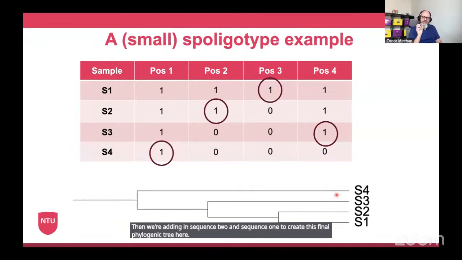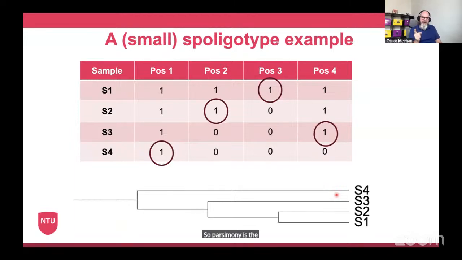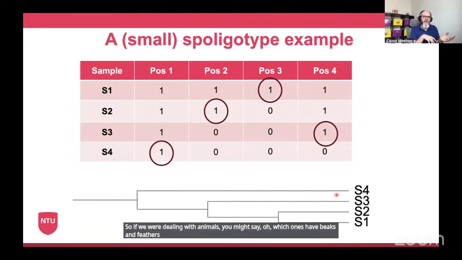So parsimony is the simplest way. It has one answer at the end. It is just what has everything in common with each other. If we were doing it with animals, you might say, which ones have beaks and feathers, and which ones have four legs, which have two. We would take all these characteristics and we would say, well, these share the most. So it has the most parsimonious answer to that.